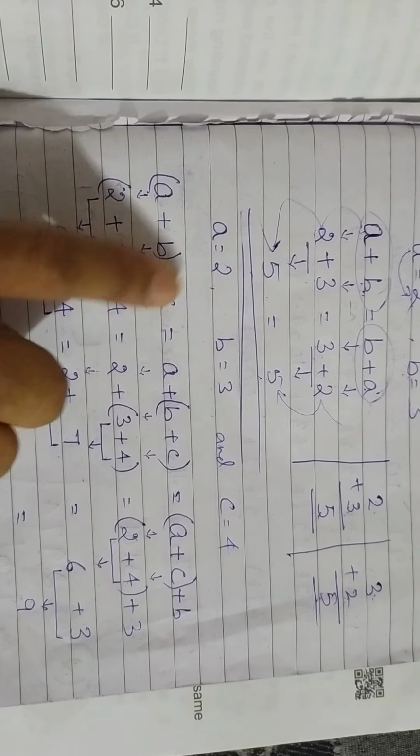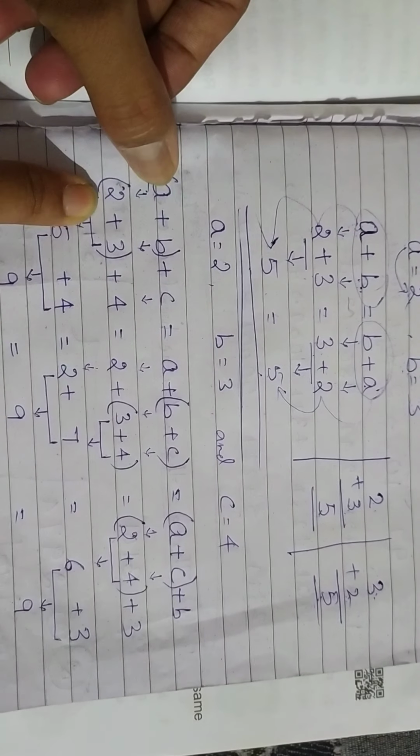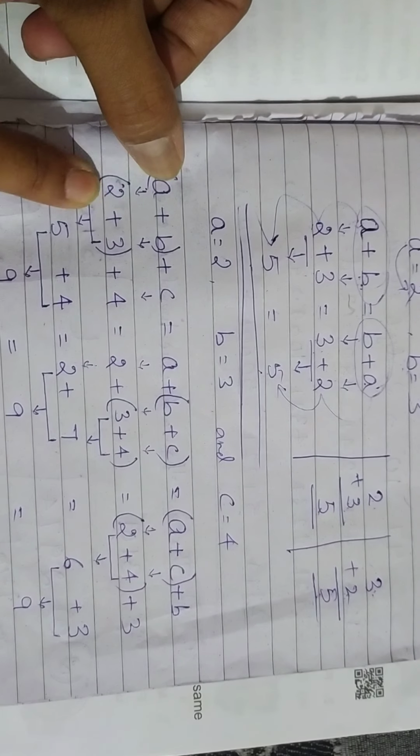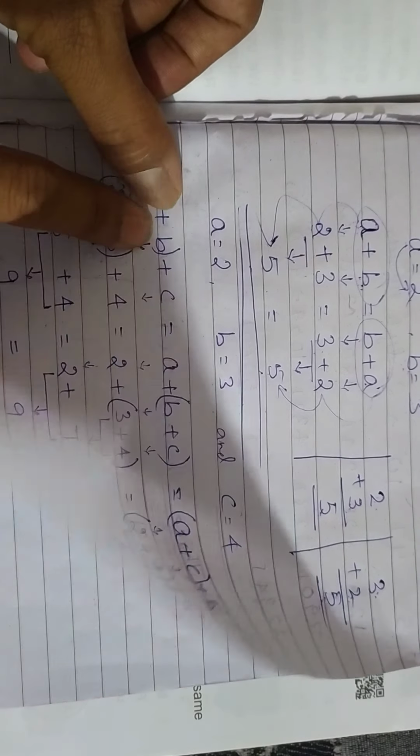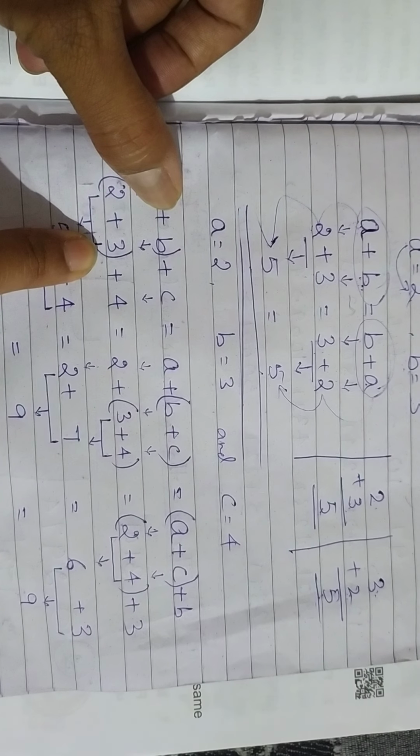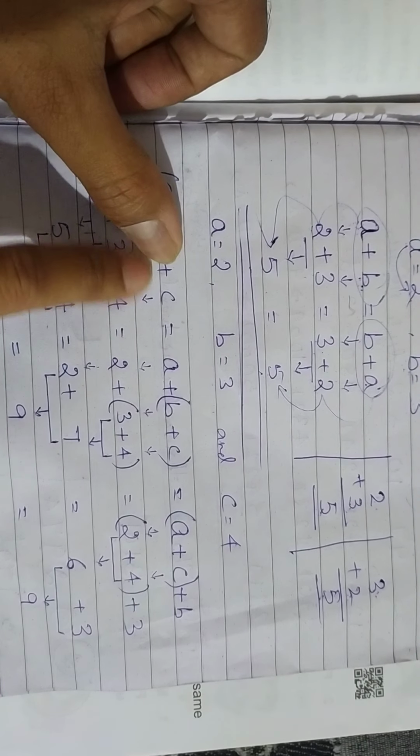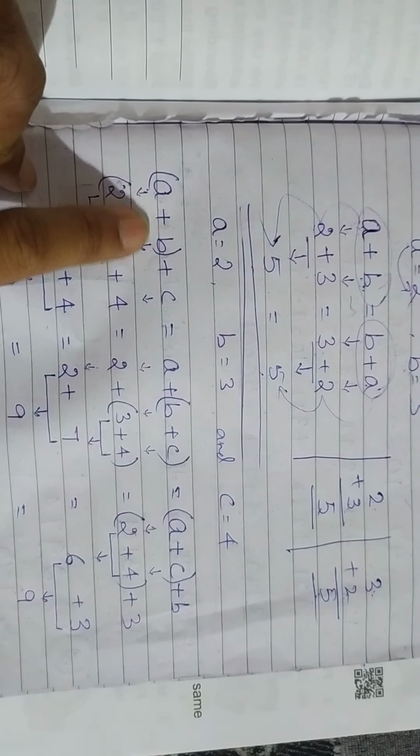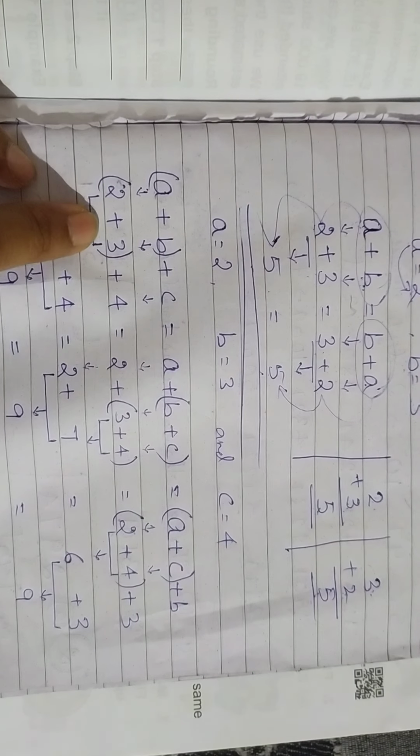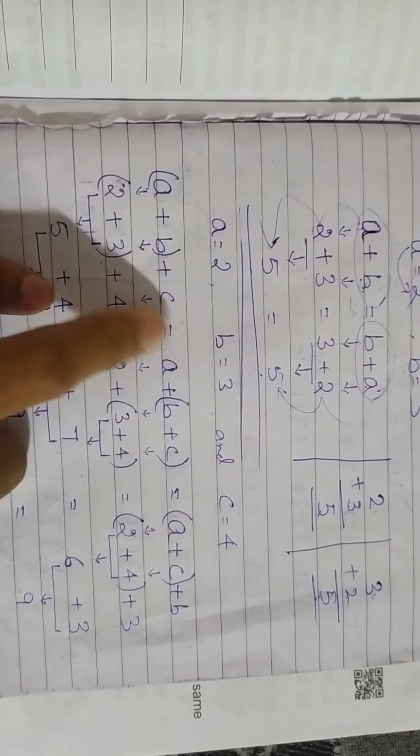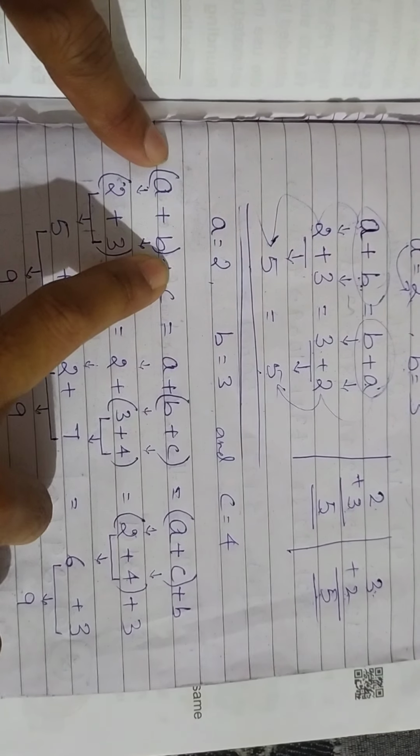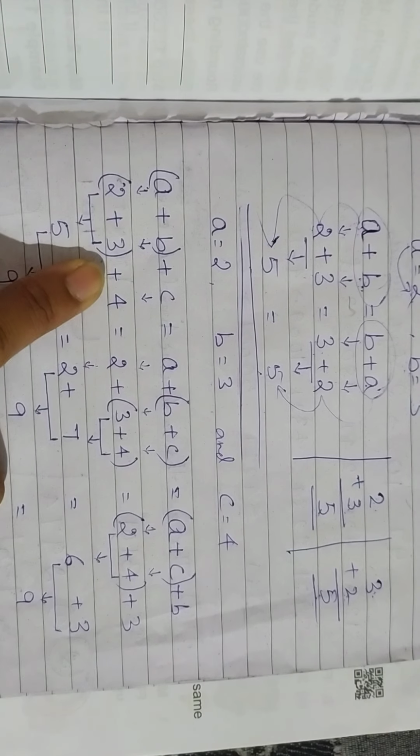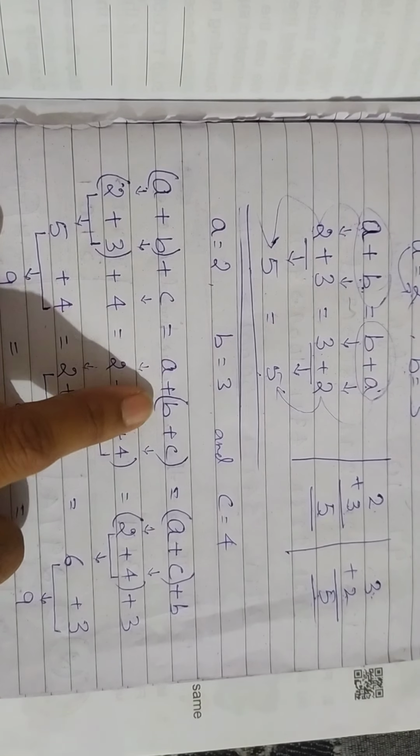A plus B plus C, what is the value of A? The value of A is 2. Below A you write 2 within brackets, plus. What is the value of B? The value of B is 3, plus. What is the value of C? The value of C is 4. So A plus B plus C is 2 plus 3 plus 4. Whatever is in the bracket, you write in the bracket only. A plus B is in the bracket, therefore 2 plus 3 comes in the bracket.